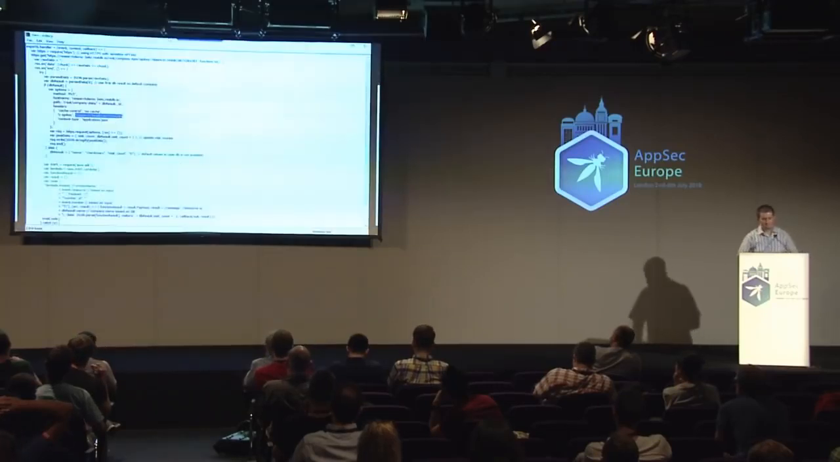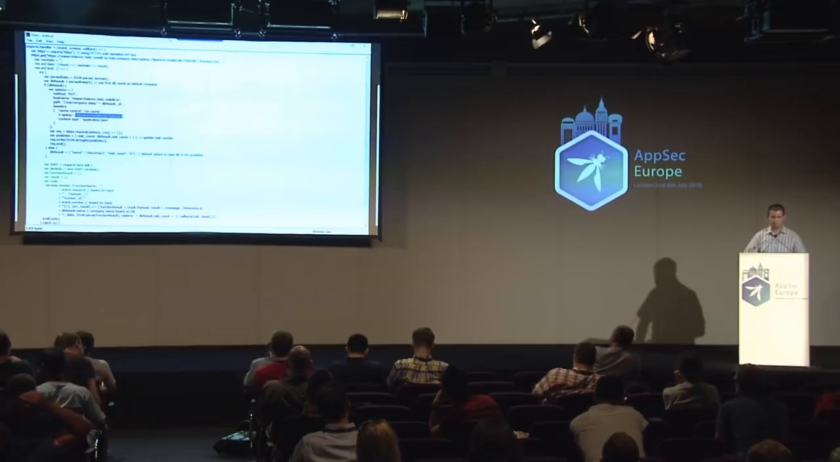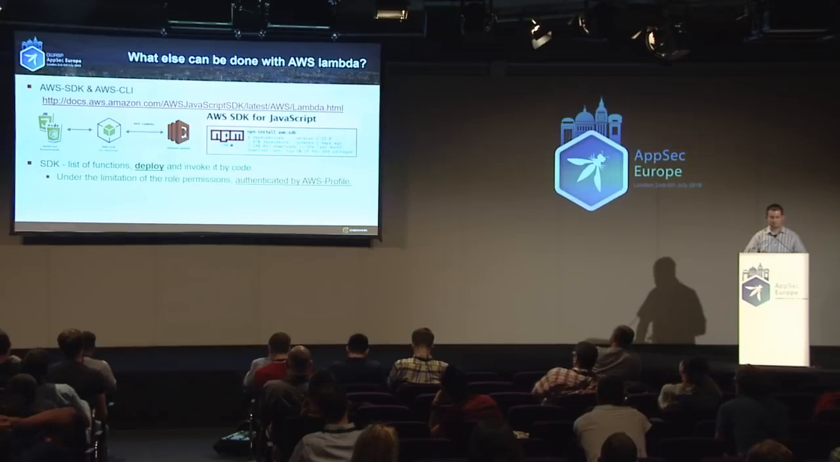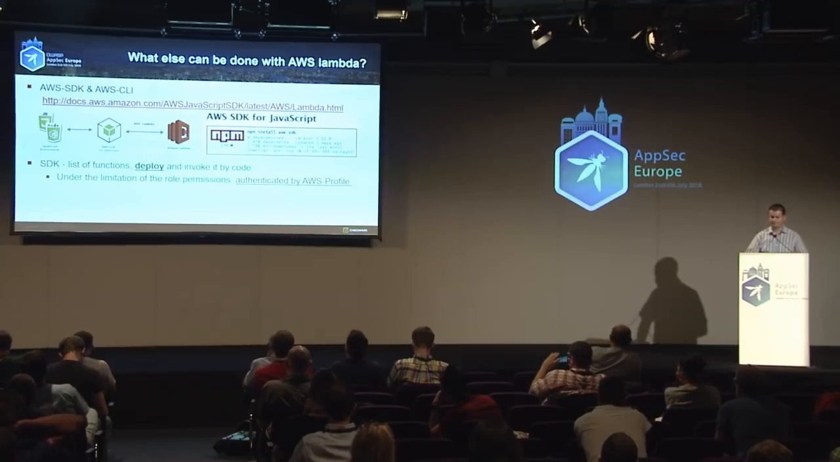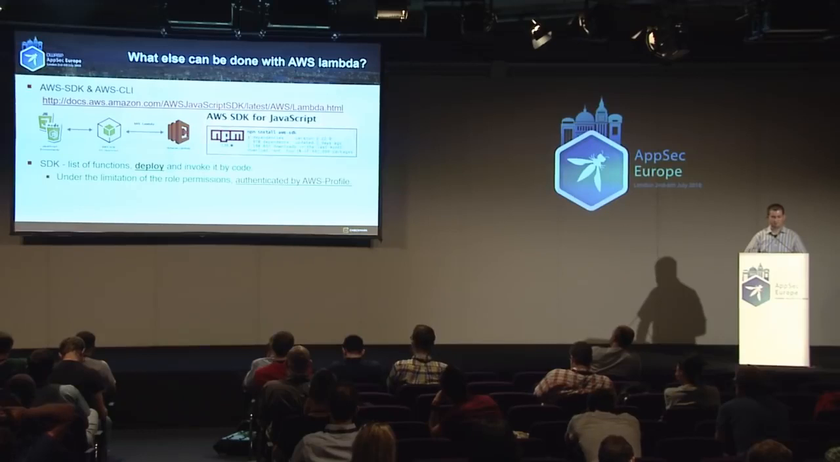So we did a simple code injection, but now we want to do some more complex and advanced actions, not just copying code. What tools does Amazon give us? Amazon has an SDK that can do some cool stuff with Lambda. It can get a list of all the functions of your account, deploy them, and invoke them. It's usually useful in the development environment. And when you're doing it in your development environment, you are authenticated by your AWS profile, and you can do only what you are permitted to do.